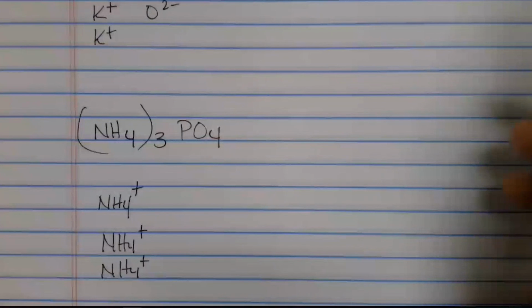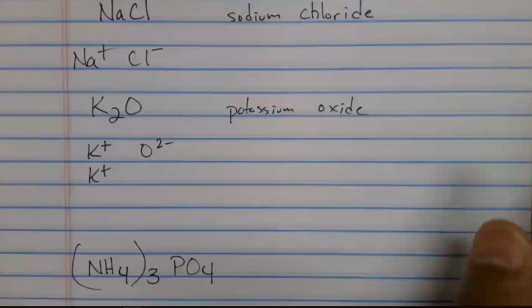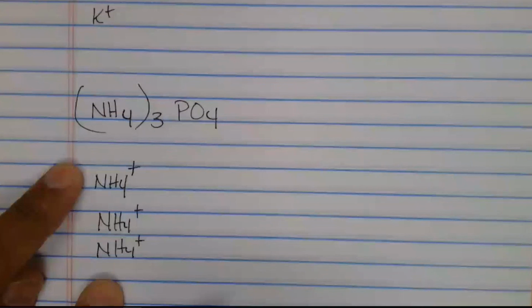So notice I didn't need parentheses around potassium. Potassium is just 1, right? It's just 1 element or 1 ion. And so K2 just means 2 positives, 2K plus. But when you have a polyatomic more than one time, you have to write the parentheses.